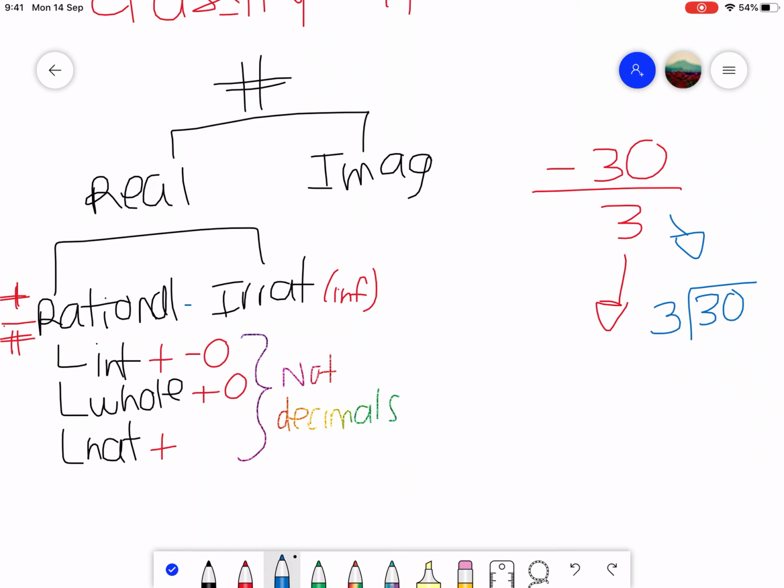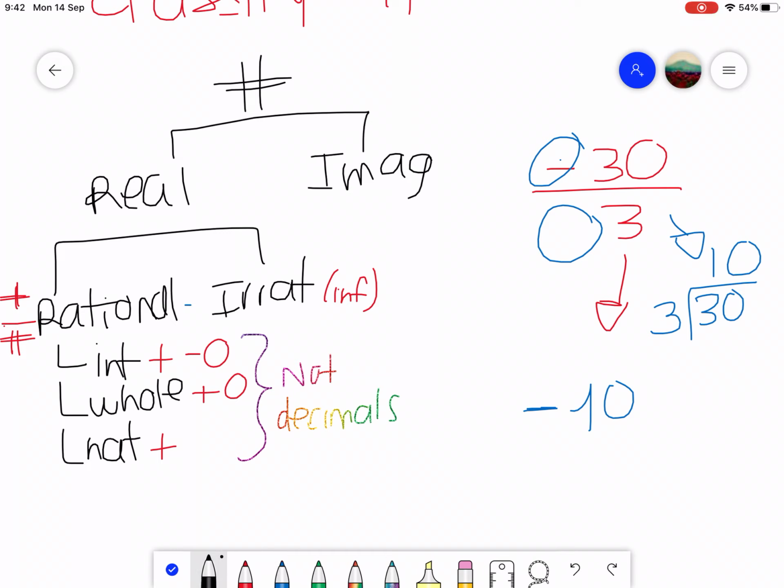Okay? I'm going to start by doing that. How many times does 3 fit in 30? 10. My answer is going to be 10. Remember the rule of the signs. Negative and positive, because remember when you see a number with no sign it is positive. So negative and positive gives me negative. That means I need to classify negative 10.